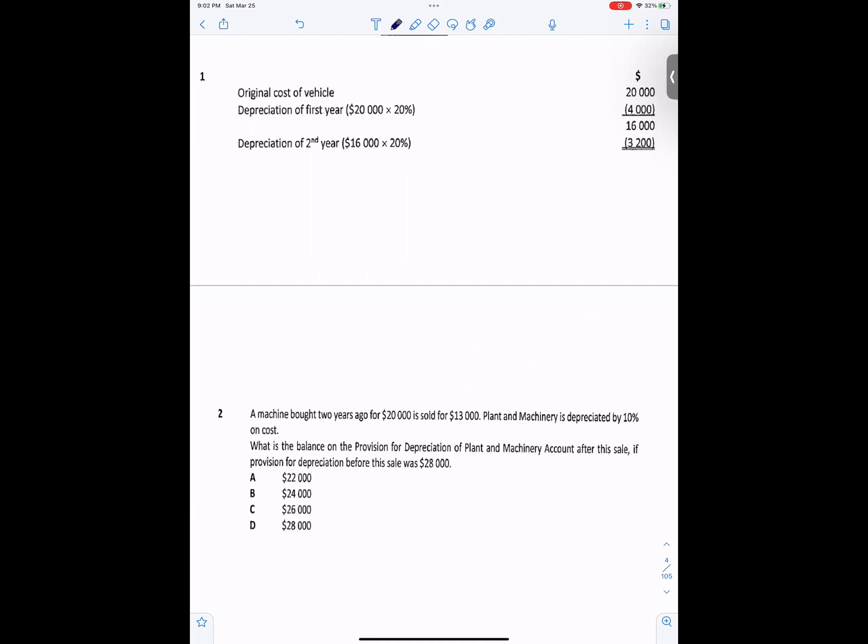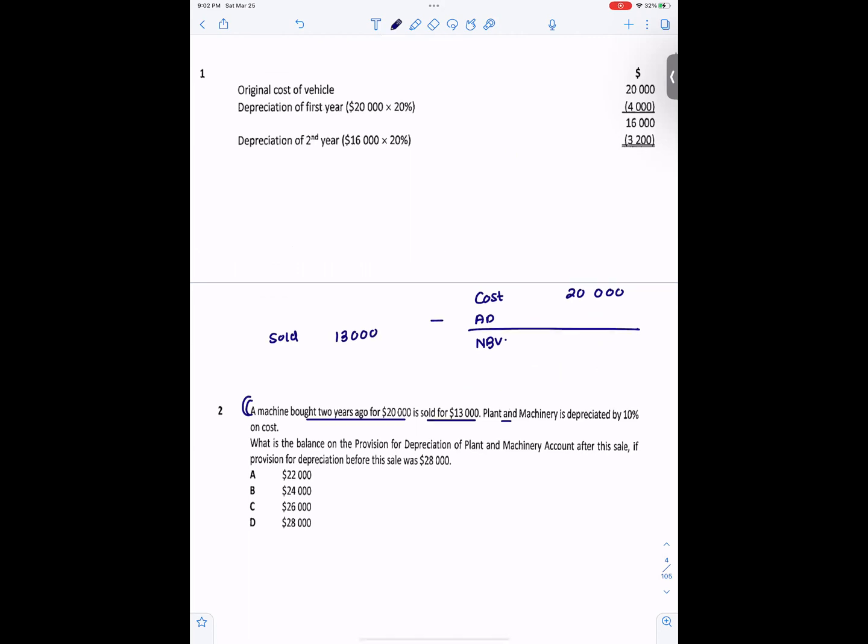Second question. A machinery bought 2 years ago for 20,000 is sold for 13,000. So what is the cost of the machinery? 20,000. Minus accumulated depreciation, what will you get? Net book value. It is sold for how much? 13,000.